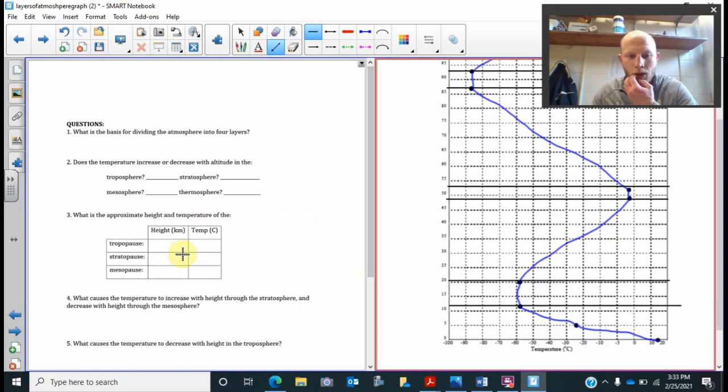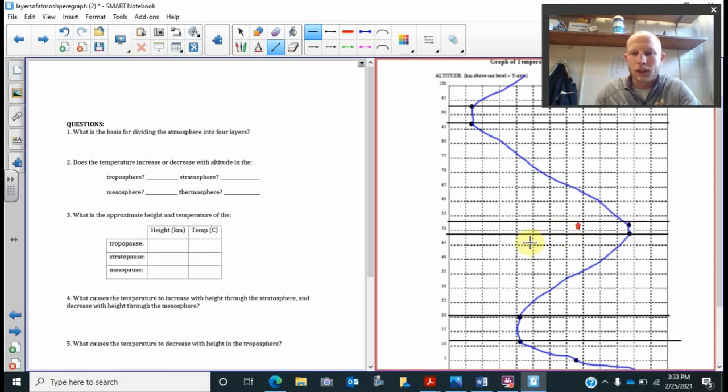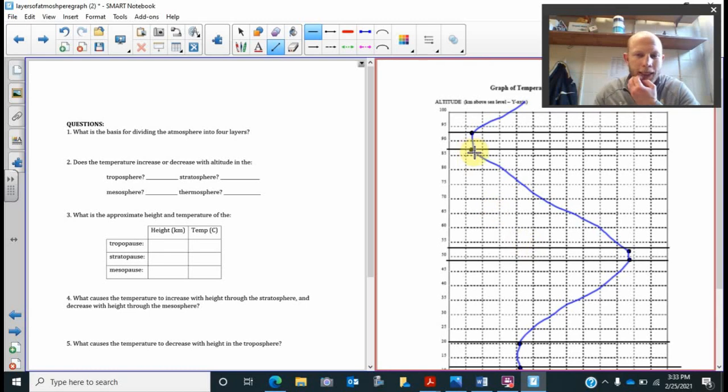Then it asks where about is our height and where's our temperature. Our tropopause, you could have put anywhere between 12 and 20 kilometers, and the temperature of that is about -56 degrees. That's what it says on your table. Your stratopause is about 48 to 52-ish kilometers, and the temperature is about -2 degrees. And then our other one is like 85 to 92 kilometers or something like that. Our mesopause is that, and it's about -86 degrees Celsius.